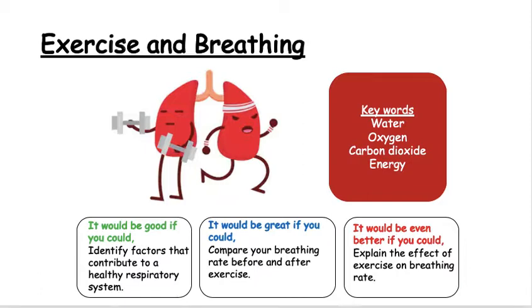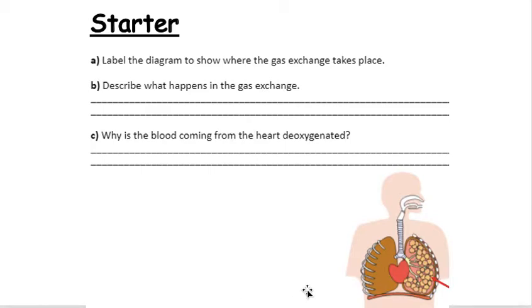So just to get you started, have a quick look at this diagram and see if you can answer the questions. So first of all, we want you to label the diagram and show where gas exchange happens. Then describe what happens during gas exchange, and then explain why the blood that's coming into the lungs from the heart is described sometimes as deoxygenated. So if you could answer those questions in your copy, you can press pause on the presentation while you do that, and then we will keep going in a minute.